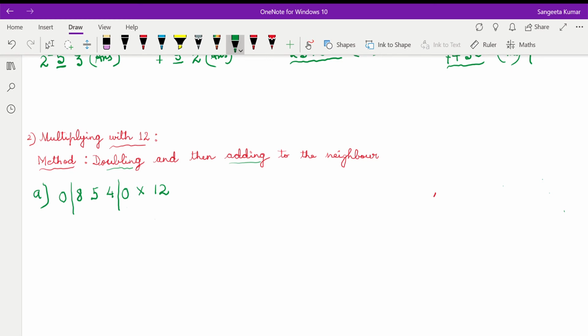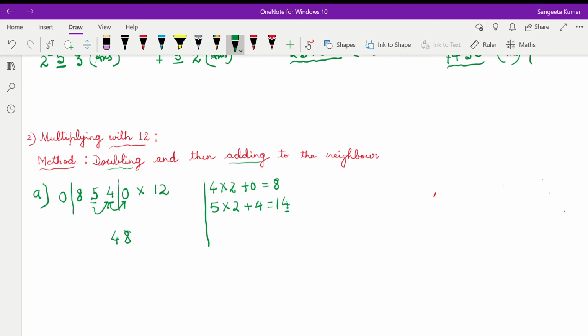Now since the first step here is doubling and then adding to the neighbor, this number is to be doubled. That means 4 into 2. That gives us 8. Then we add it to its neighbor on the right, plus 0. So we get 8. So 8 is one of the digits of the answer. Then we move on to the next number, 5. Again, 5 is to be doubled, 5 into 2, and then added to its neighbor on the right. So we add 4 to it. So 10 plus 4 is 14. Of this 14, we only take down 4 and 1 is in our hand.